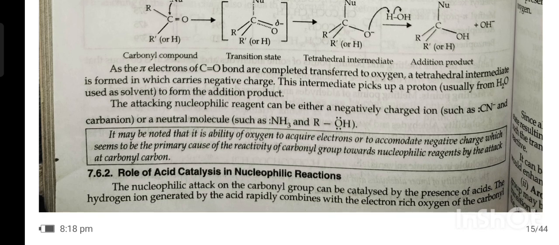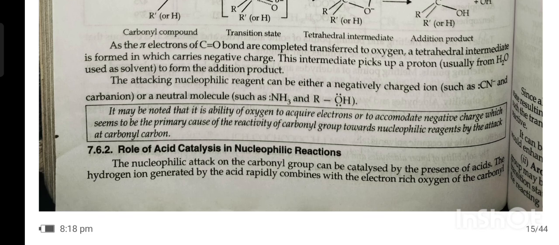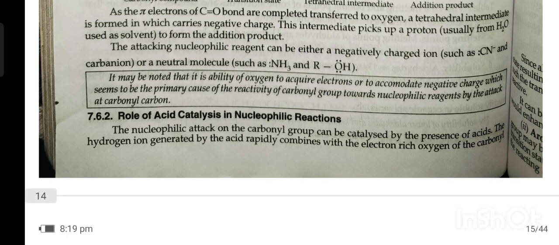The attacking nucleophilic reagent can be either a negatively charged ion such as CN negative or a carbanion, or a neutral molecule such as NH3 or alcohol. It may be noted that it is the ability of oxygen to acquire electrons, or to accommodate a negative charge, which seems to be the primary cause of the reactivity of a carbonyl group toward nucleophilic reagents by the attack on the carbonyl carbon. Role of acid catalyst in nucleophilic addition.